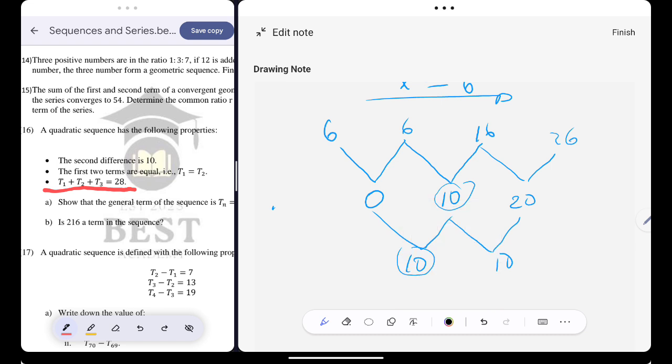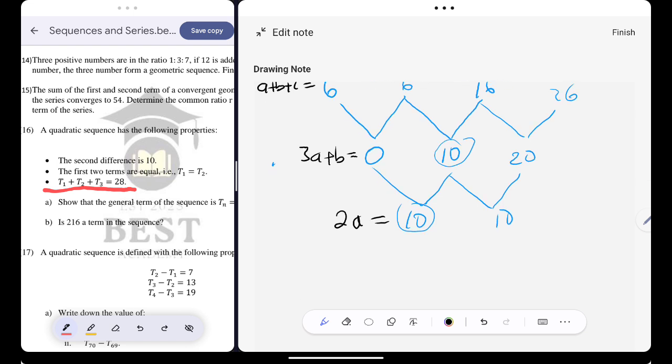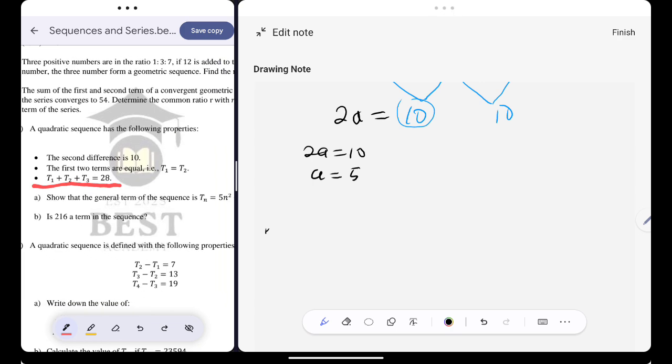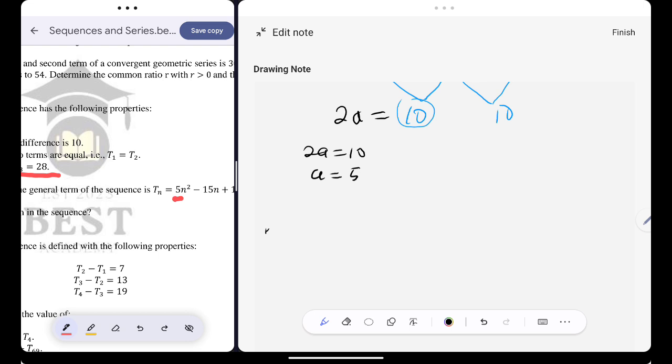So I can simply say that 2a is equal to this, 3a plus b is equal to this, a plus b plus c is equal to this. So this simply means that 2a is 10, then a will be equal to 5, and indeed a is 5. Now let's go and find b.